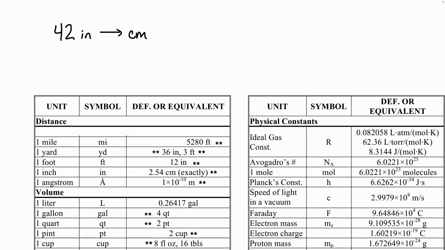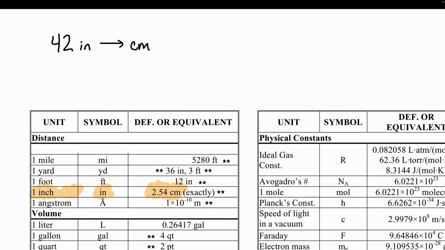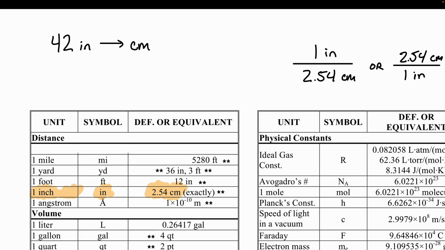All right, so we go to our table here. We have to find the entry that's relating these two units here. So that'd be this one here. 1 inch is 2.54 centimeters. And I take that and I build my conversion factor, 1 inch over 2.54 centimeters. Or I could flip it upside down, 2.54 centimeters on top, 1 inch on the bottom.